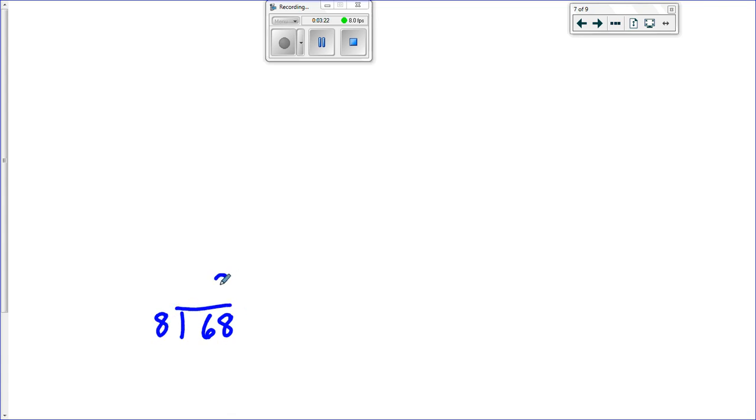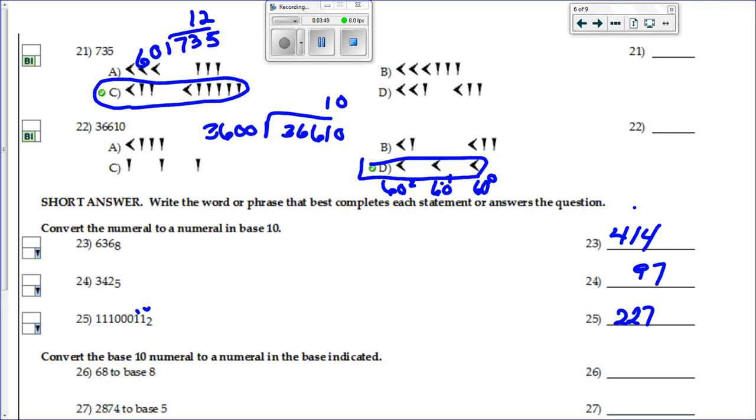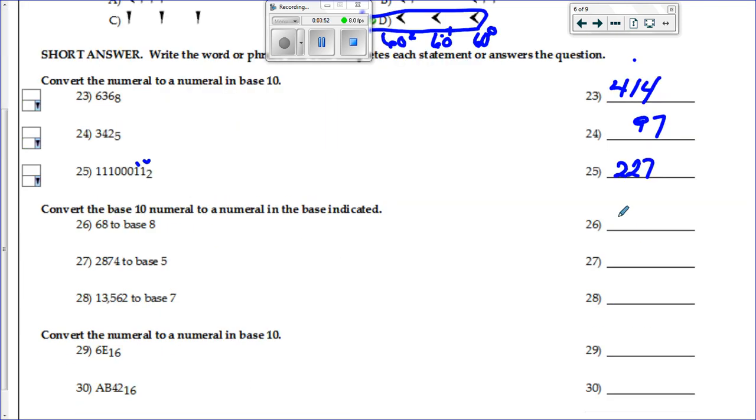8 goes into 68 8 times, which is 64, with a remainder of 4. 8 goes into 8 once, with a remainder of 0. And then finally, 8 goes into 1 0 times. You always have to make sure you get a 0 here. With a remainder, this is always my remainder, 1. So my answer, you read down, is 104, and then you have to put a little subscript 8 there.